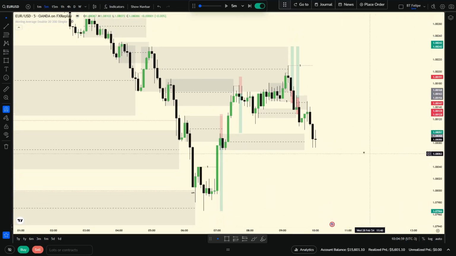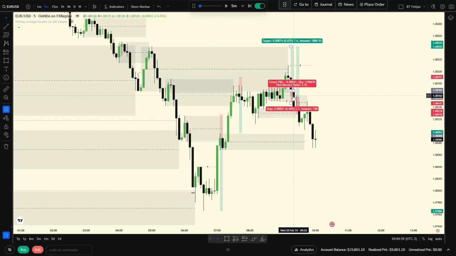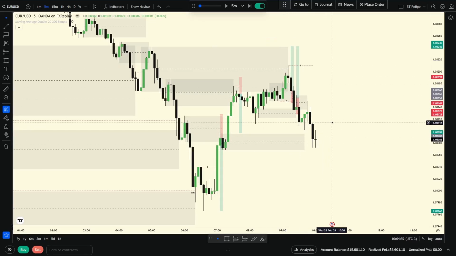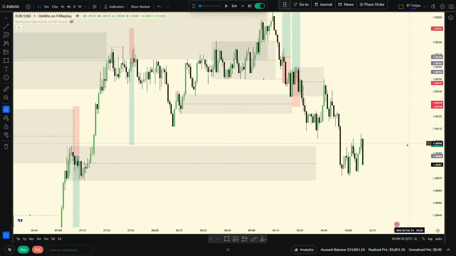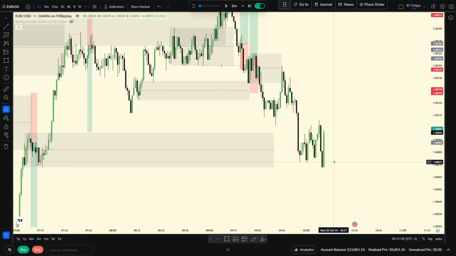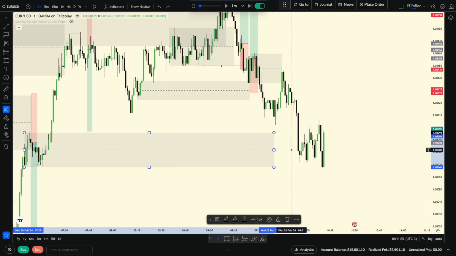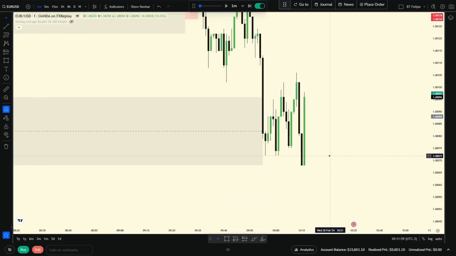And now price is efficient to both sides. Took a liquidity, tapped the POI, we can go up. And these mitigations are going down. Inverse internal manipulation. Equal lows.